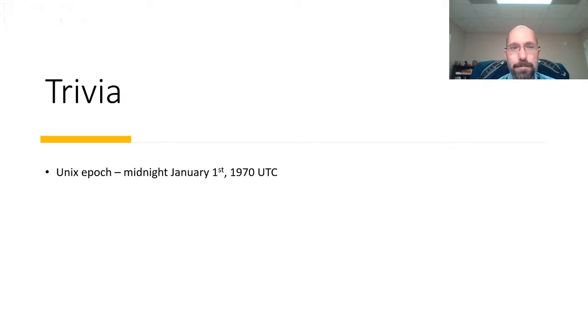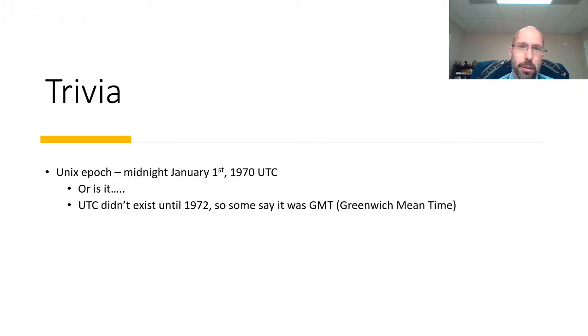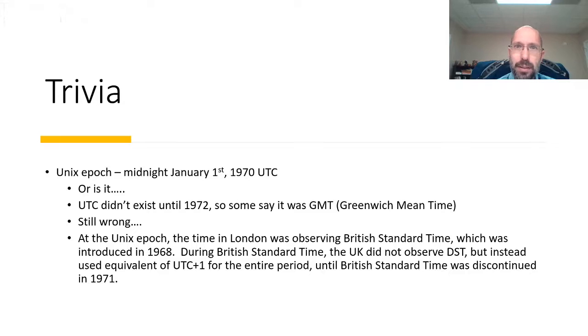Now, our last bit of trivia has to do with the Unix epoch, or Linux time. Unix time, POSIX time, as it's called sometimes. Most people consider the Unix epoch, the start of Unix time, to be midnight, January 1st, 1970, UTC. Or is it? You see, UTC didn't exist until 2 years later, so to say that it was UTC is not actually correct. So some say, well, it was Greenwich Mean Time. Still wrong. At the Unix epoch, the time in London was observing British Standard Time, which actually wasn't introduced until 1968, 2 years before this.